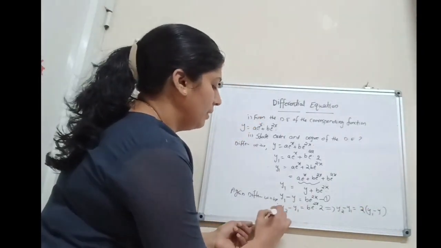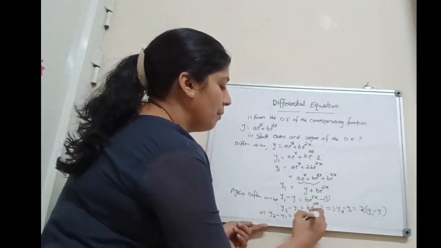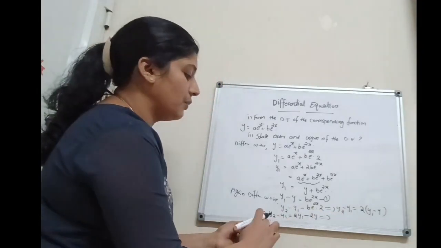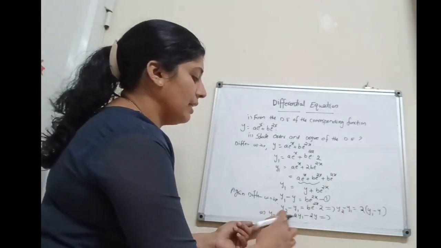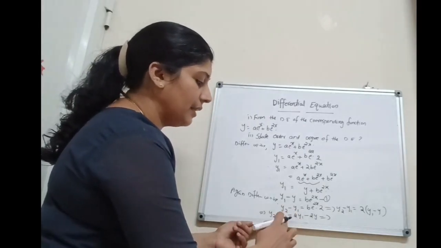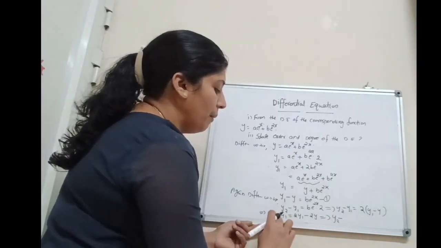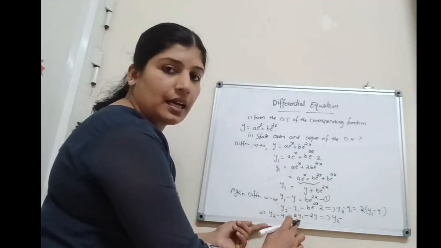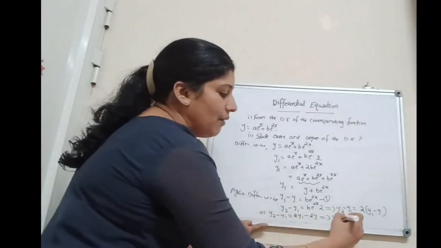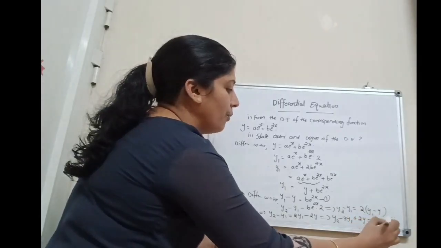Therefore, y2 minus y1 equals 2y1 minus 2y. Arranging this side, that is y2 minus y1, then minus 2y1. Take this side, it is minus 2y1, then plus 2y equals 0. That is y2 minus y1, then again 2y1 taken to this side is minus 2y1. Therefore, minus y1 plus minus 2y1, that is minus 3y1 plus 2y equals 0.